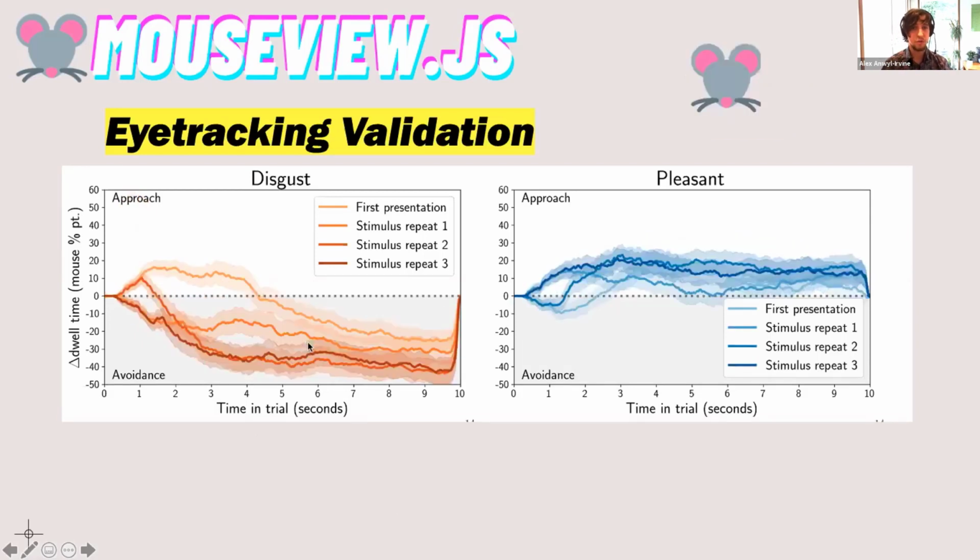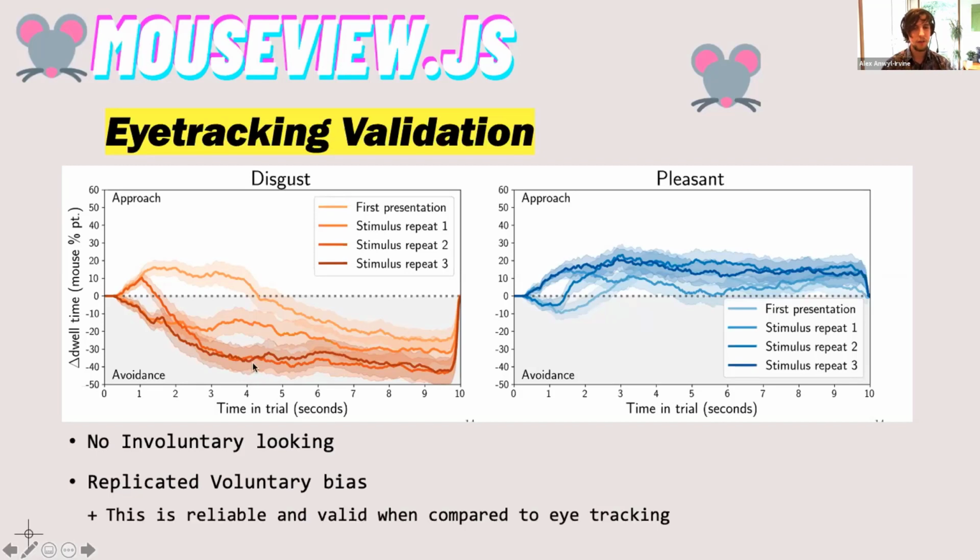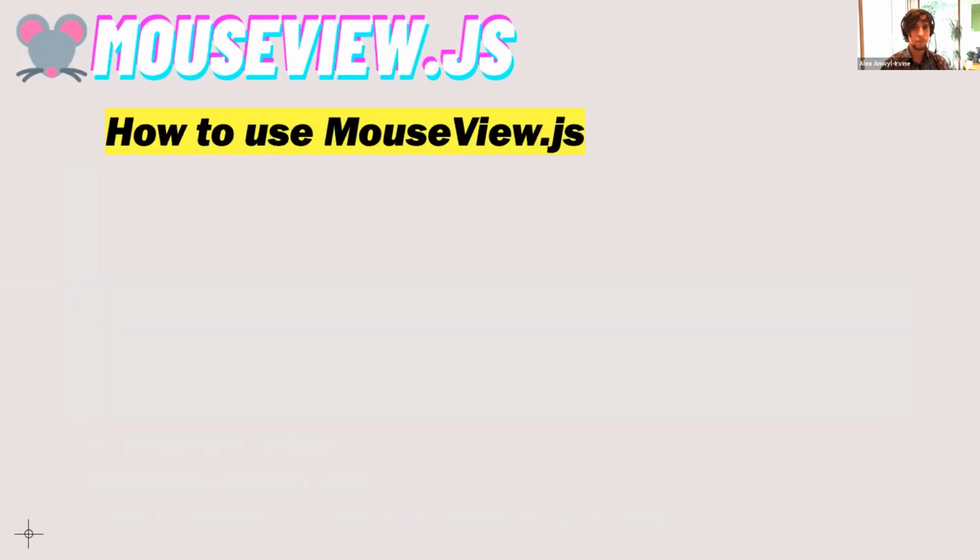And when we used MouseView to replicate this experiment, we found this pattern. We found no involuntary look, but we suspect this may be because mouse tracking only tracks top-down attentional control, and I'm sure Tom will touch on this later. But we did replicate the later component, the voluntary bias. People dwelt on the pleasant image, but avoided the disgusting image quite strongly. And this avoidance strengthens over time, which was also the case in the lab eye tracking study. We found that this element was reliable and valid, but you can read more about that in the preprint.